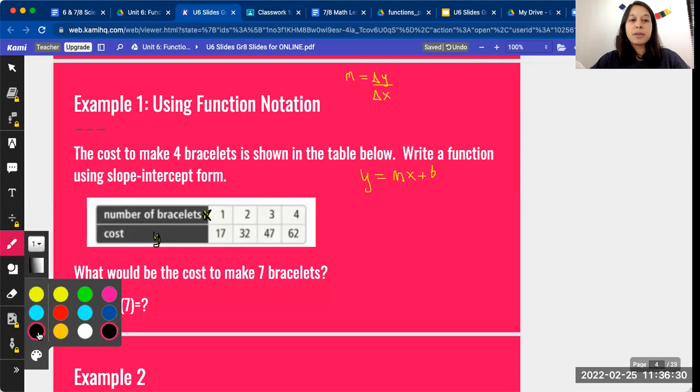To find the slope, I can pick any 2 points, remember? So I will pick these 2 points here. And if you don't like them written like that, I could say the points I'm picking are 1, 17, and the second point I'm picking is 2, 32, right? Those are my 2 points. If I make 1 bracelet, I make $17. If I make 2 bracelets, I make $32. So my change in y over my change in x, remember, is just this.